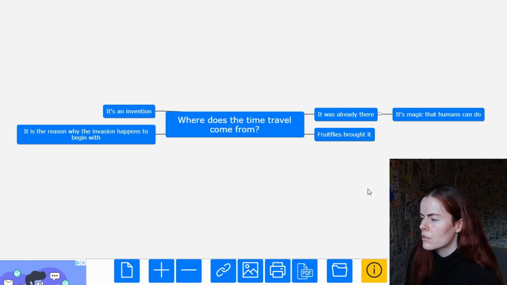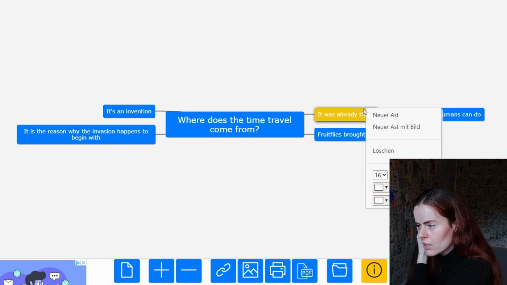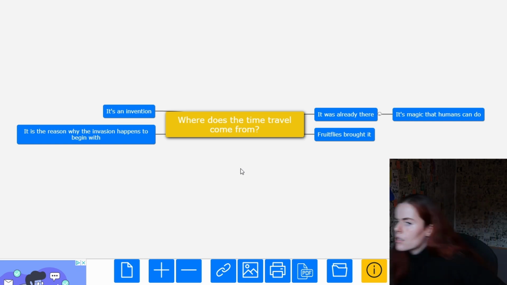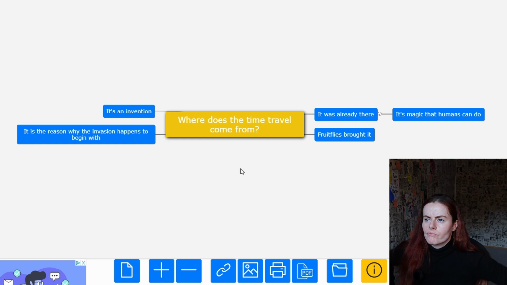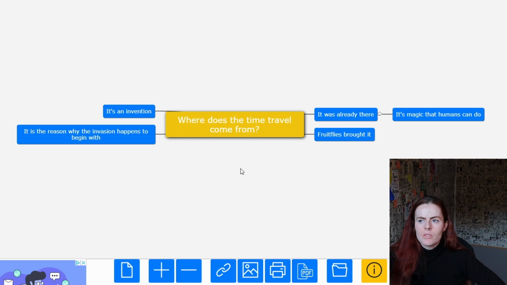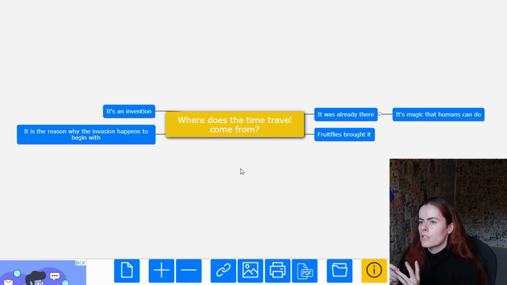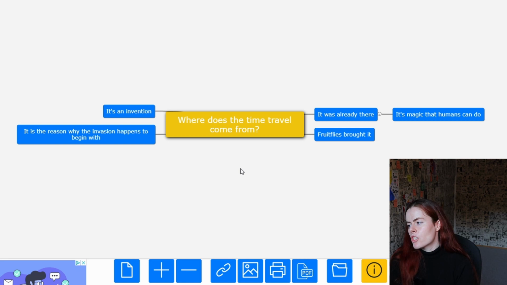What else could it be? Is that a magic they can do, or technology they invented? In Tomorrow War, they invented it during the war, which seems unlikely, but okay. In Edge of Tomorrow, they stole it from the aliens. In Back to the Future, invention. Primeval, natural phenomenon. Do we have magic? We have magic. They can already do it. I got nothing. Okay, I don't know where else time travel comes from.